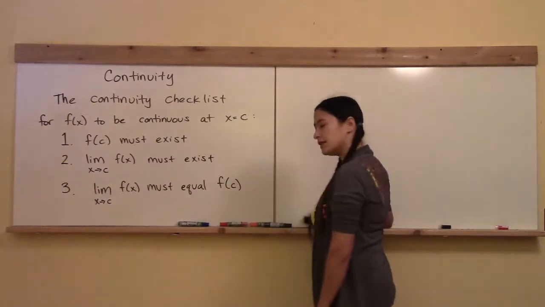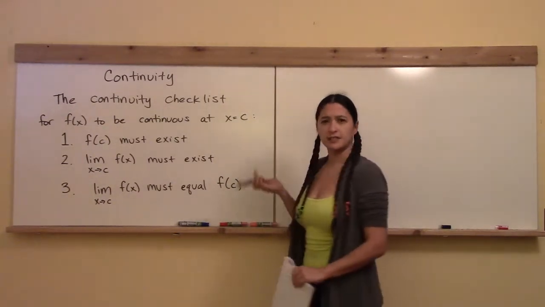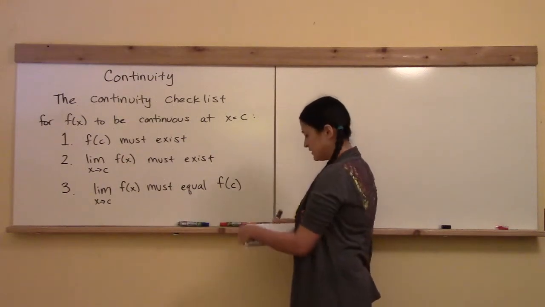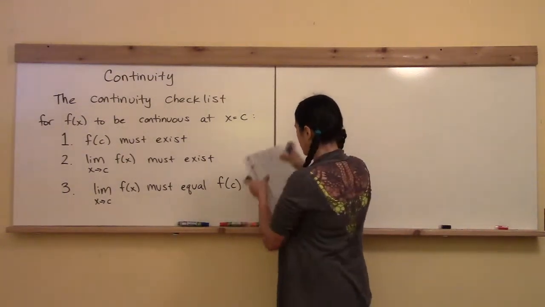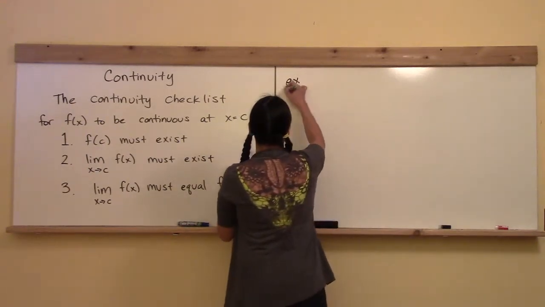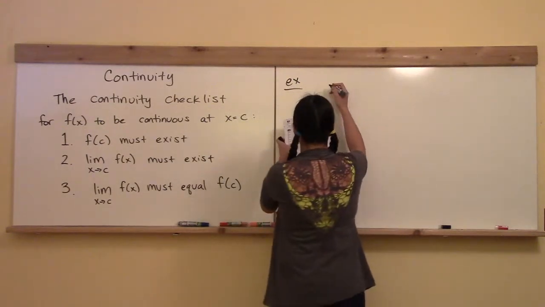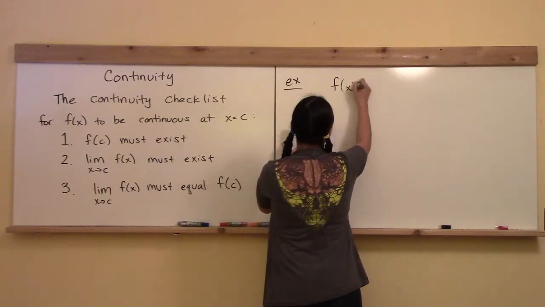Okay, so the question here will be, is the function continuous or is it not continuous? If it's not continuous, we will call it discontinuous. If it is discontinuous, I'd like to know at what points it is discontinuous. So let's start with our first function.